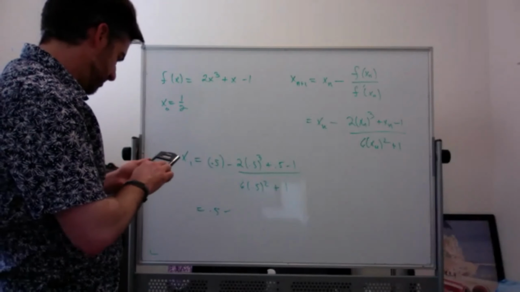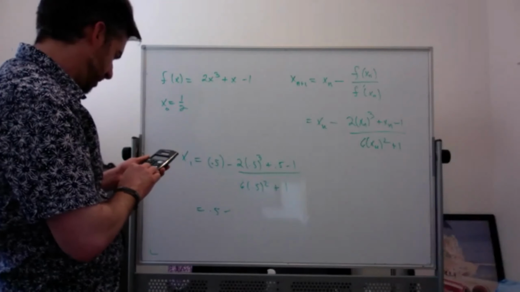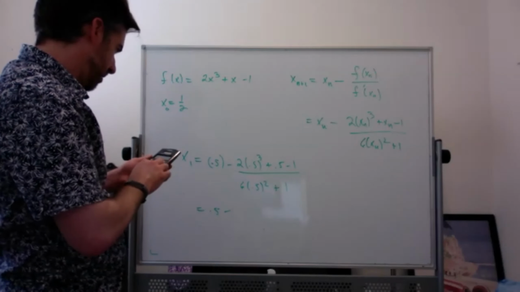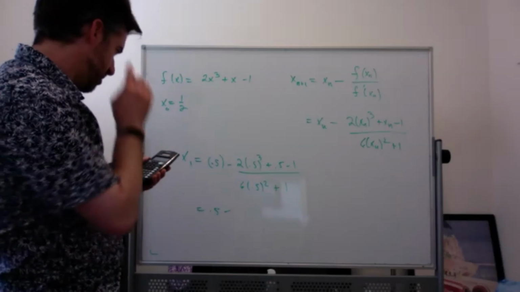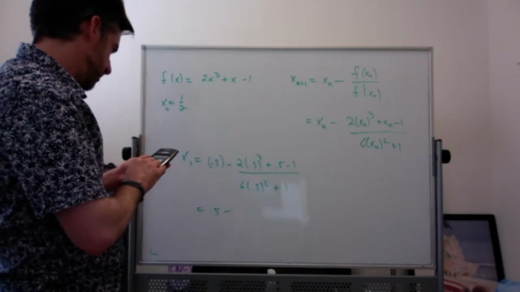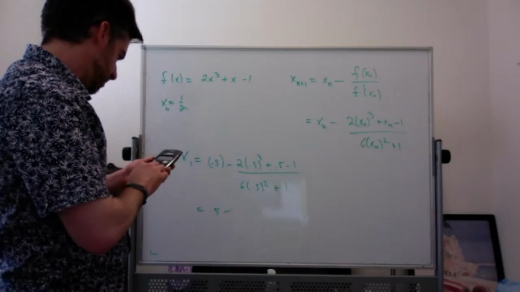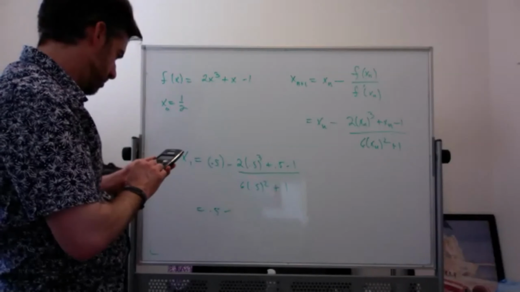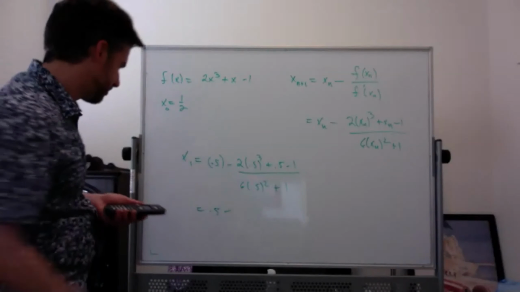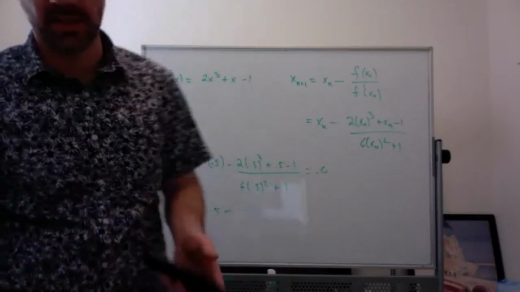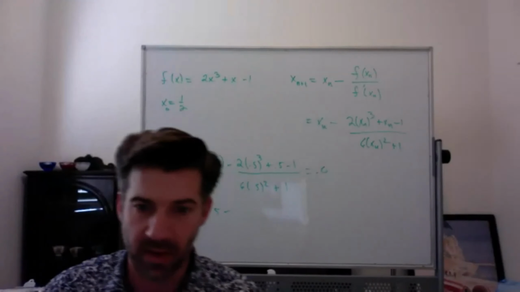Yeah, it's plus 0.5 minus 1 divided by 6 times 0.5 squared. So that's 3/6 plus 1, which is exactly 0.6. I was worried that what they were giving me there wasn't actually the value, but it is.